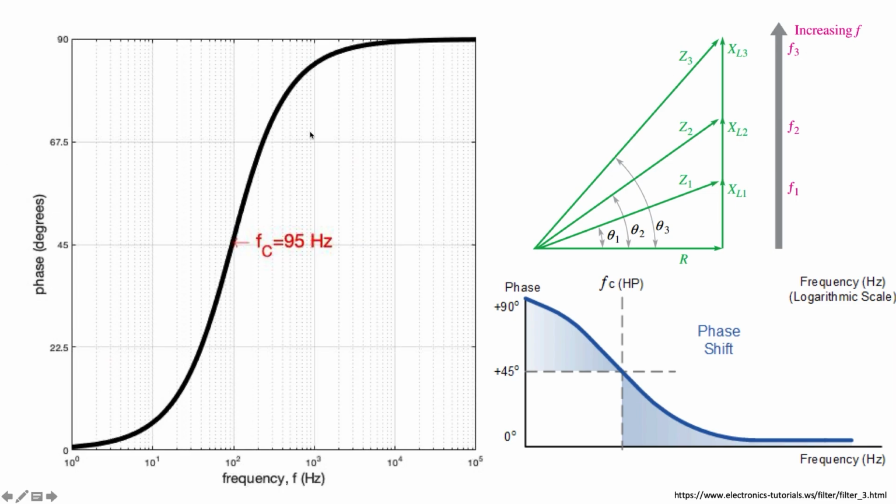If we take a look at the phasor diagram, we know that the inductive reactance leads the resistance by 90 degrees, regardless of the frequency. However, the magnitude of the inductive reactance increases as the frequency increases. This is because the inductive reactance is proportional to the frequency.